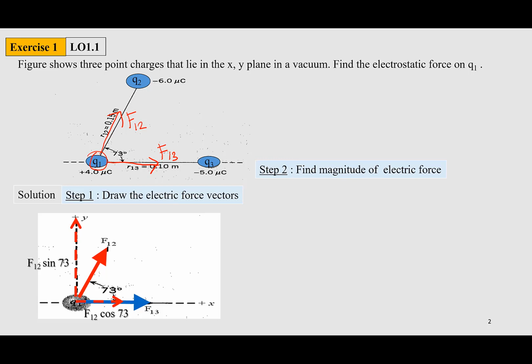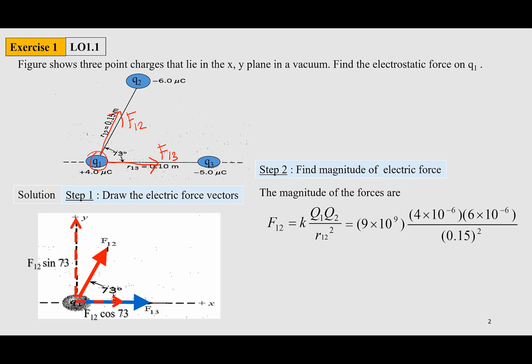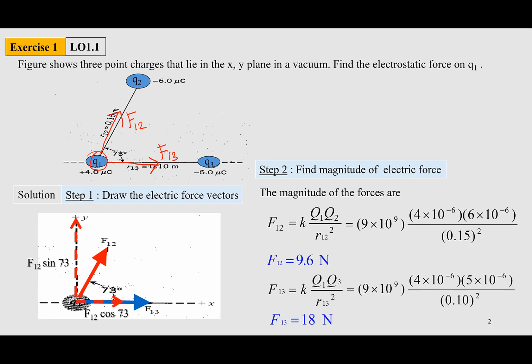Now the second step, find the magnitude of electric force. How to find? The magnitude of the force, we need to find F12 and F13. Okay, calculate. After we calculate F12, we get 9.6 Newton. Then we calculate F13, we get F13 equals 18 Newton. Still we didn't get the answer.